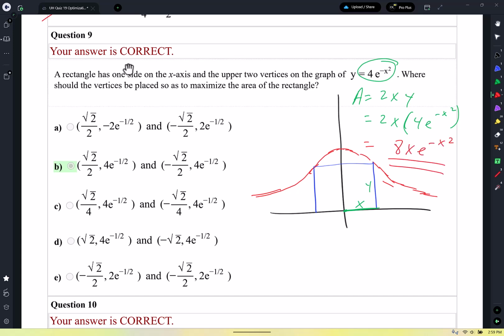There's my area formula. I'm trying to maximize area, so that's what I'm going to take a derivative of. And this time I won't make any linkage errors. I'm going to call it A prime. First, times derivative of the second, e to the negative x squared times negative 2x, plus second, times derivative of the first.